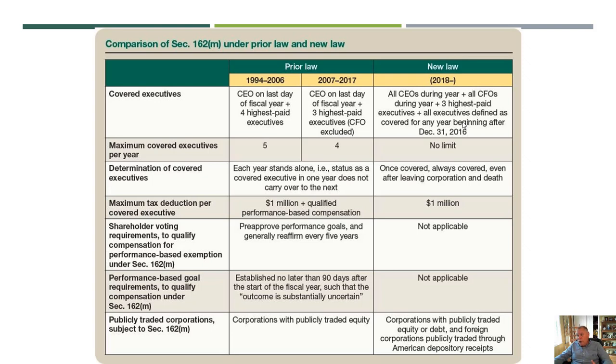2018 going forward, all CEOs, all CFOs, the 3 highest paid, and all executives defined as covered for any year beginning after. So you don't go away. Once covered, always covered. So there's no limit. Maximum deduction would be $1 million plus qualified performance. New law, just $1 million.